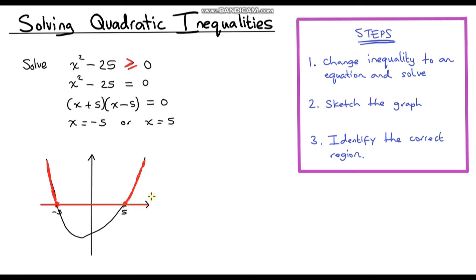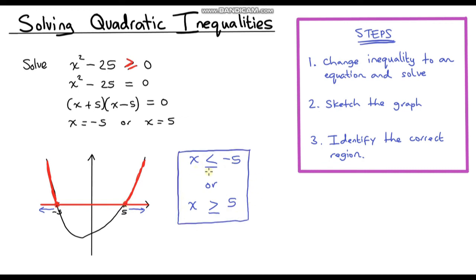So if we write down what the inequalities are, well, it's going to be everything less than negative 5 because it's everything to the left. It will be x is less than or equal to negative 5, because it also includes negative 5, so we have to include the equals symbol. Or it's going to be everything greater, so everything to the right of 5. And again, we need to include the equals symbol because it also includes 5. So this is our final solution.